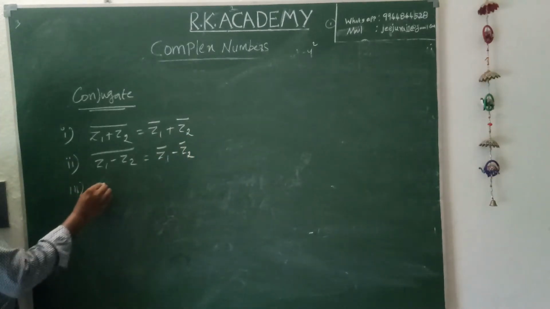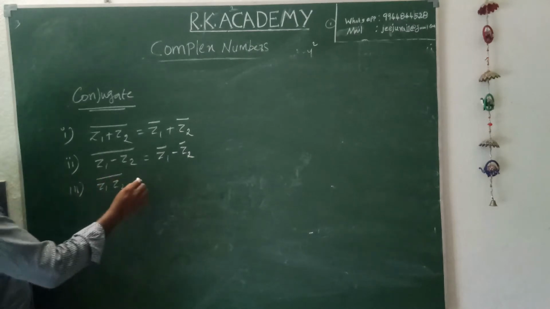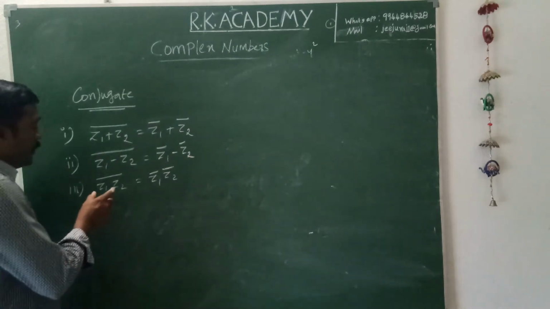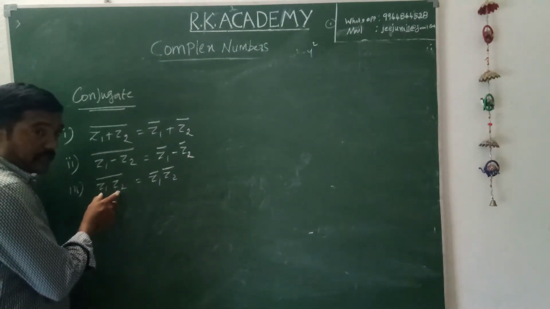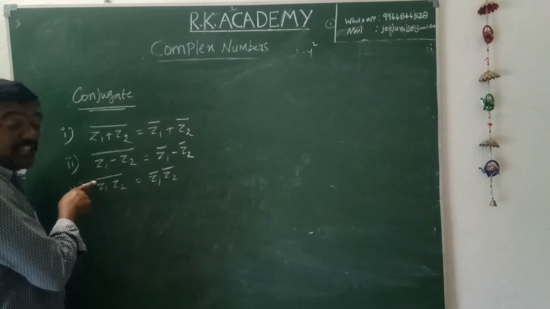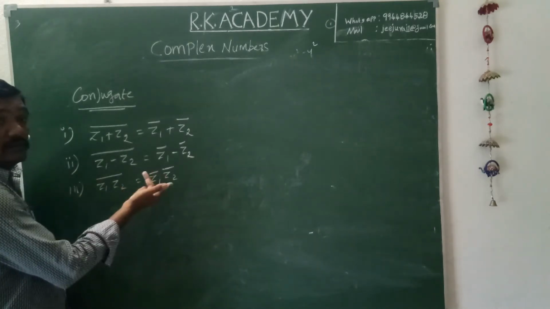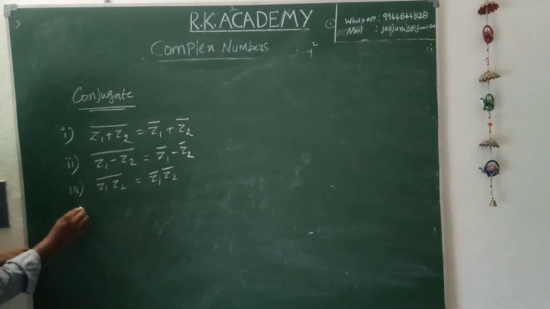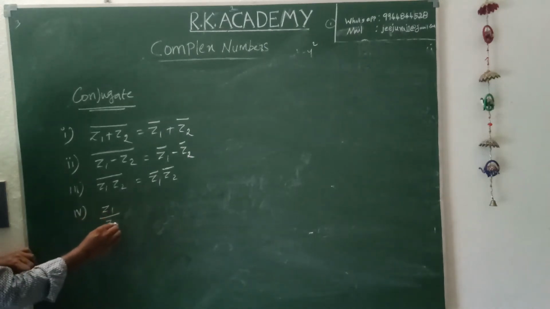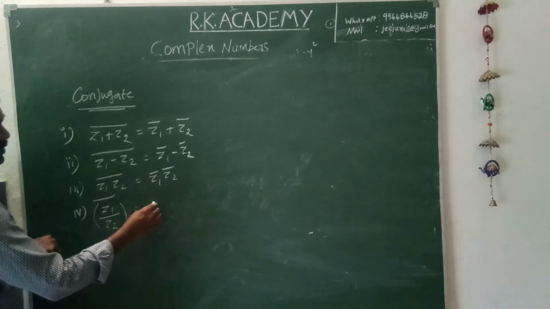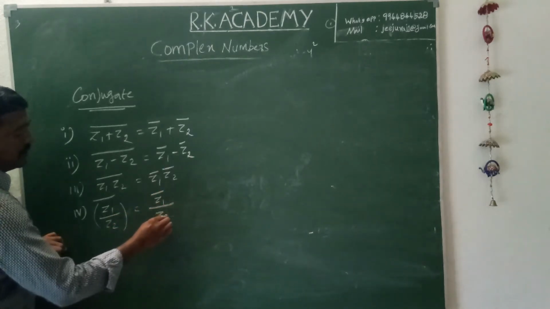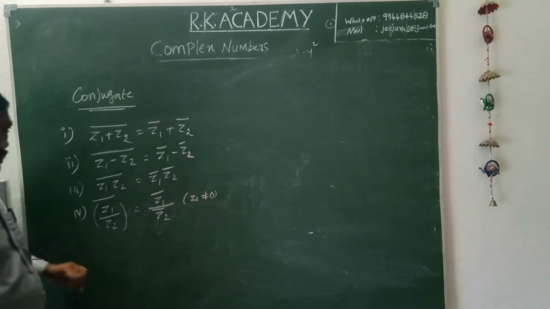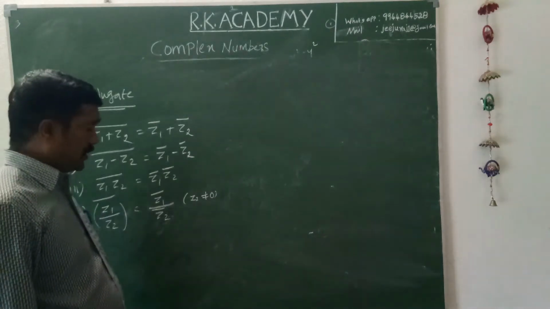Third one, product: z1 into z2 the whole bar, we can write as z1 bar into z2 bar. What is meant by this one? The product of these two complex numbers, and you take the conjugate, is equal to the product of their conjugates. Fourth: z1 by z2 the whole bar is equal to z1 bar by z2 bar, where z2 is not equal to 0 because it's the denominator, it cannot be equal to 0.